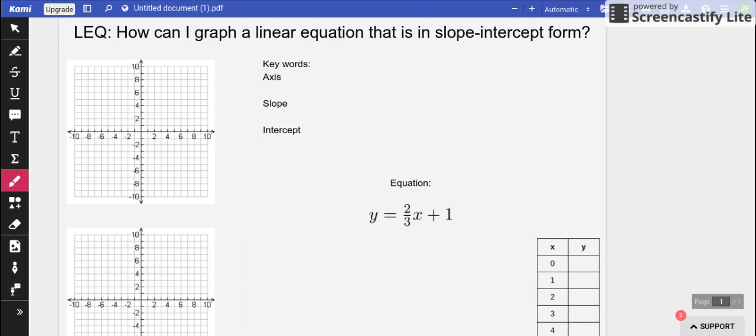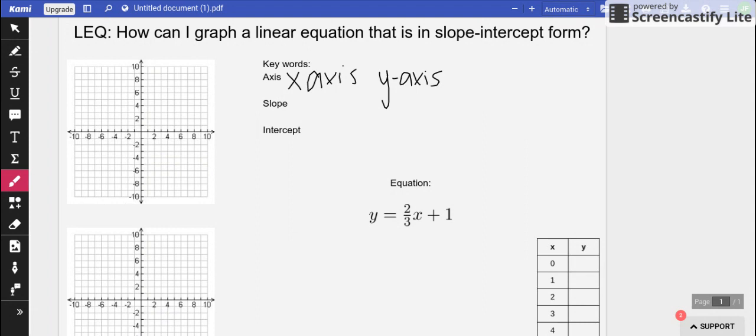So today the screencast is going to be about how you can graph a linear equation that is in slope-intercept form. Before we start that, we have to talk about what these keywords are. Our first keyword is an axis. On a graph you have two axes. You have the x-axis and the y-axis.